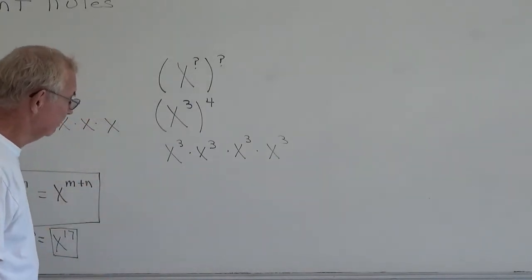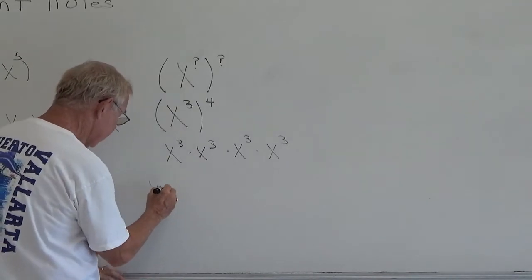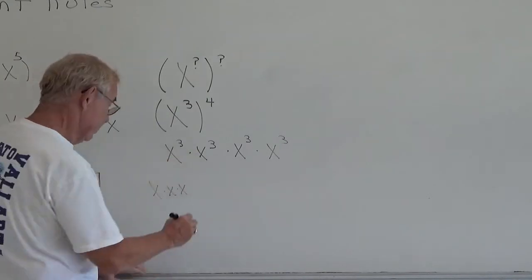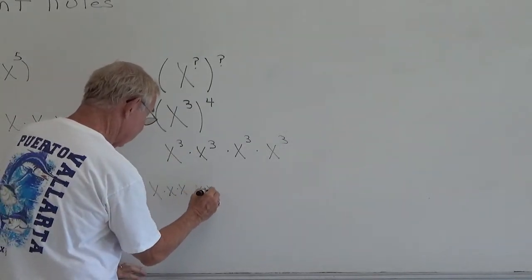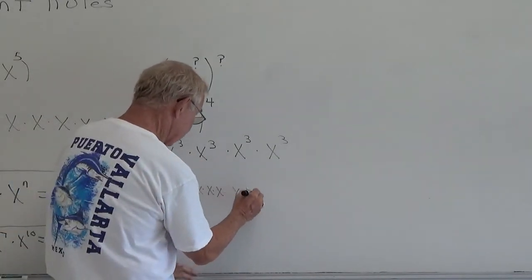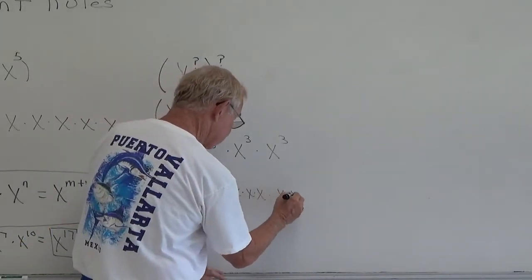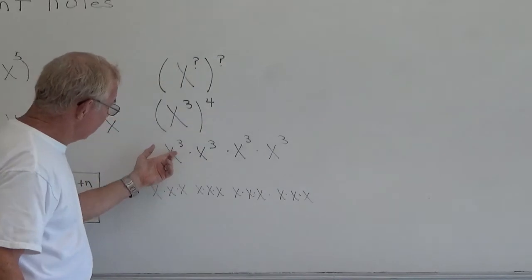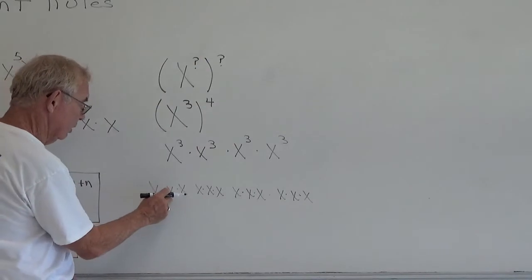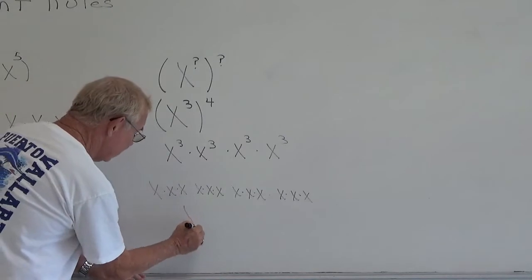You say, all right, got that one. Now, what's x cubed mean? That means x times x times x. That's this one. What's this one? The same: x times x times x. That's this one. Likewise, x times x times x. Finally, the last one, x times x times x. So I wrote out three x's for each one. Now count the x's: 6, 7, 8, 9, 10, 11, 12. So this answer must be x to the 12th.